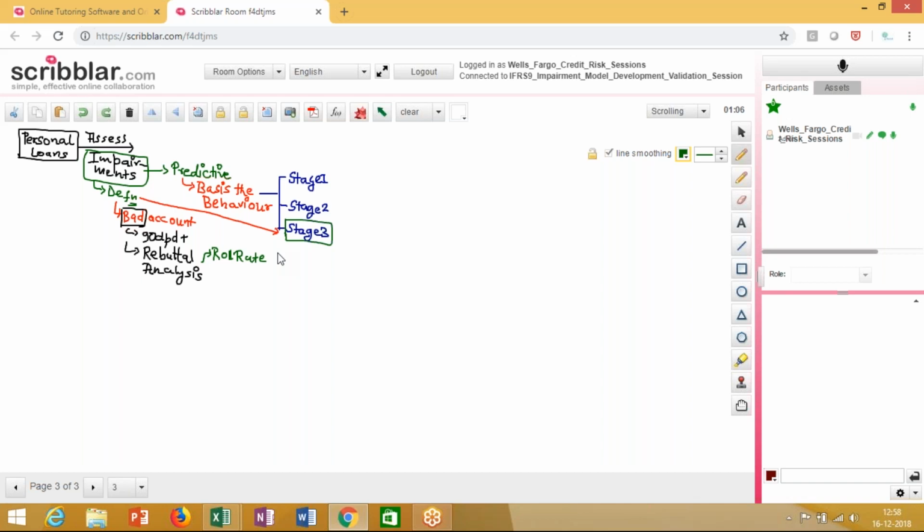But IFRS 9 does not apply only to retail or commercial products. The way you define your bad definition will lead to the estimate of your provisions, and therefore the bad definition should be aligned to the portfolio. Now, in retail, it's 90 plus DPD or 60 plus, more or less similar, because in a retail portfolio there is not much variation. You give a loan to a salaried person; if he doesn't pay you for 3 months at a stretch, he is flagged as bad.